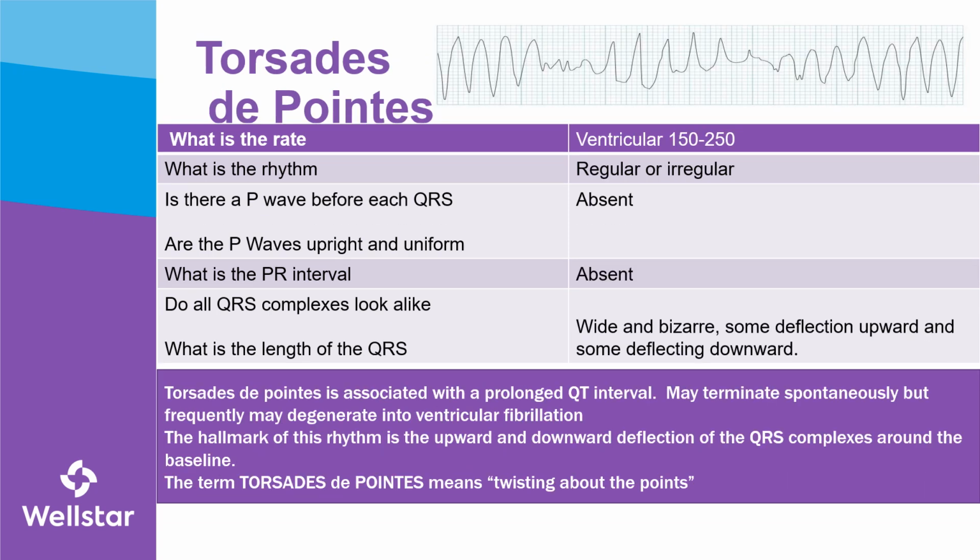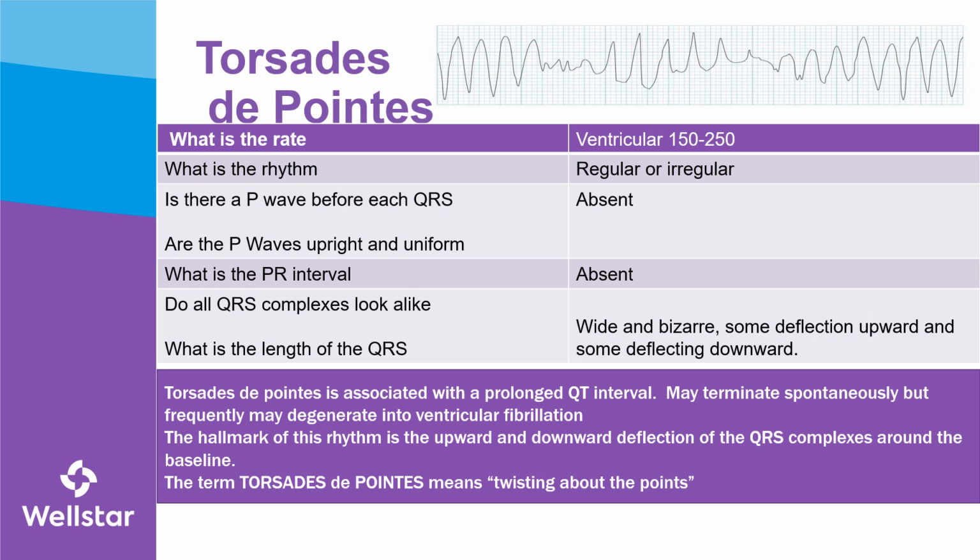Torsades, otherwise known as polymorphic ventricular tachycardia, is a ventricular tachycardia. It's not beautiful like our regular VTach. This one has different morphology, so it kind of changes. The rate is going to be between 150 to 250 beats. What is the rhythm? It can be regular or irregular.